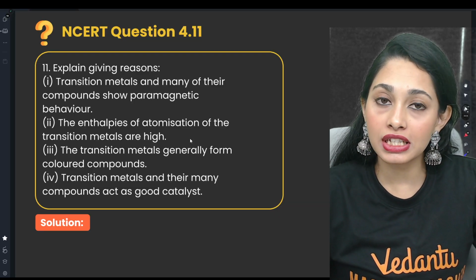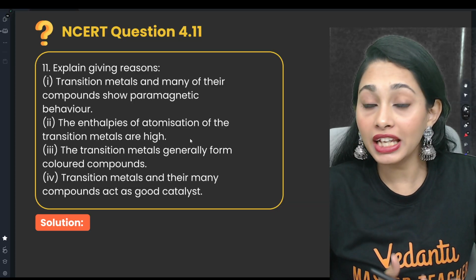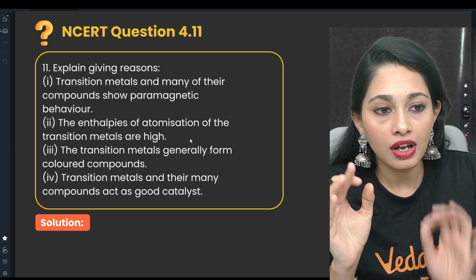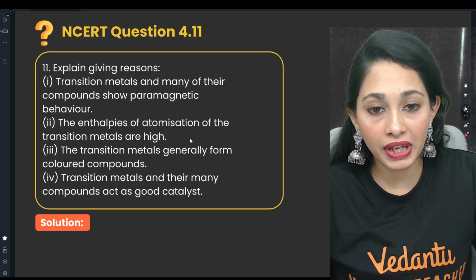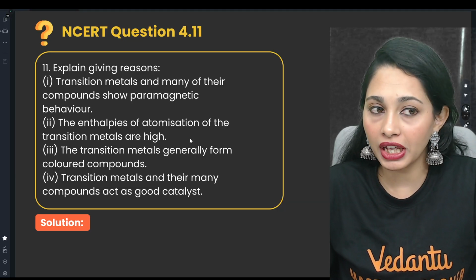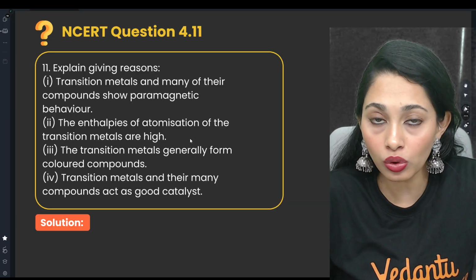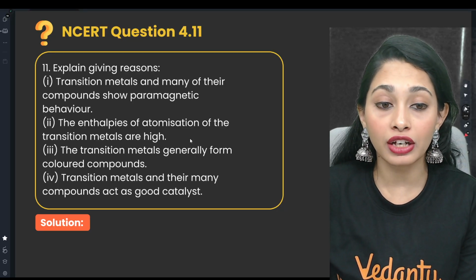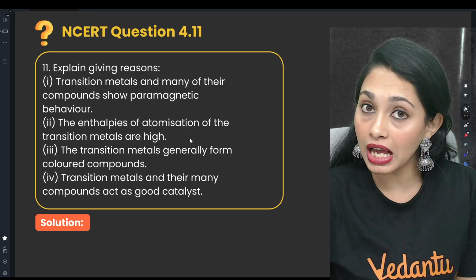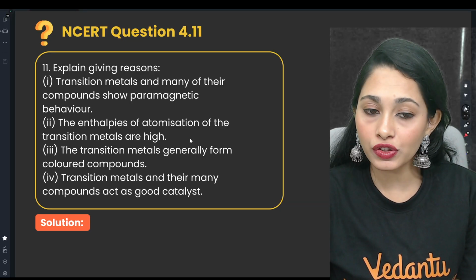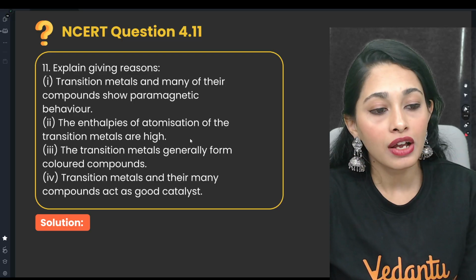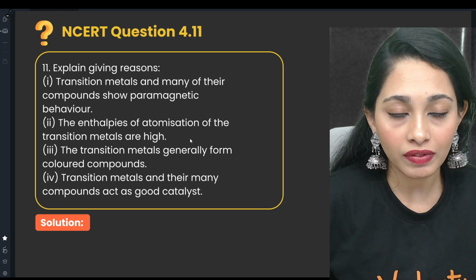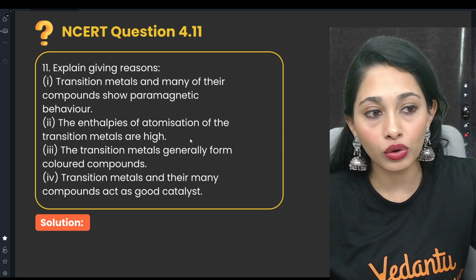We are going to discuss the 11th question from D and F block elements. The question has 4 sub-questions. First one, transition metals and many of their compounds show paramagnetic behavior. Explain, and we need to give the reasons. Second, the enthalpies of atomization of the transition metals are high. Third, the transition metals generally form colored compounds. Fourth, transition metals and their many compounds act as good catalysts. We need to give the reasons for the following statements here.